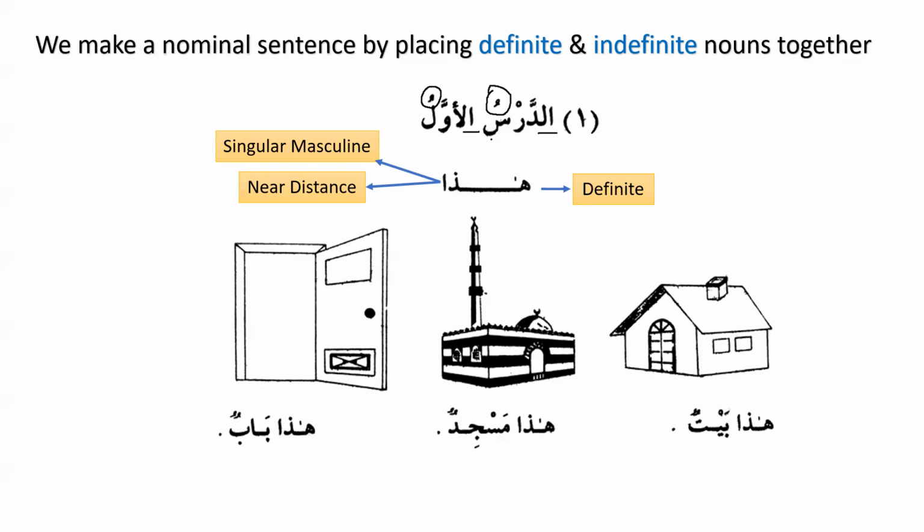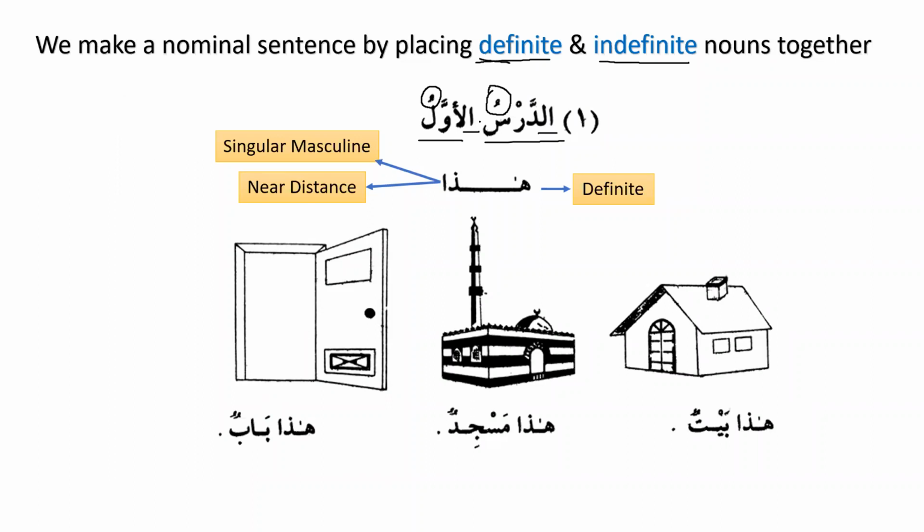Also we need to know that here we have a combination of 2 nouns, and both of them are definite nouns. So is it a complete sentence now? Ad-darsu al-awwalu. Is it a complete sentence? Of course not. Why is it not a complete sentence? It's not a complete sentence because a complete sentence should have a combination of a definite and an indefinite noun. But here it is a different construction.